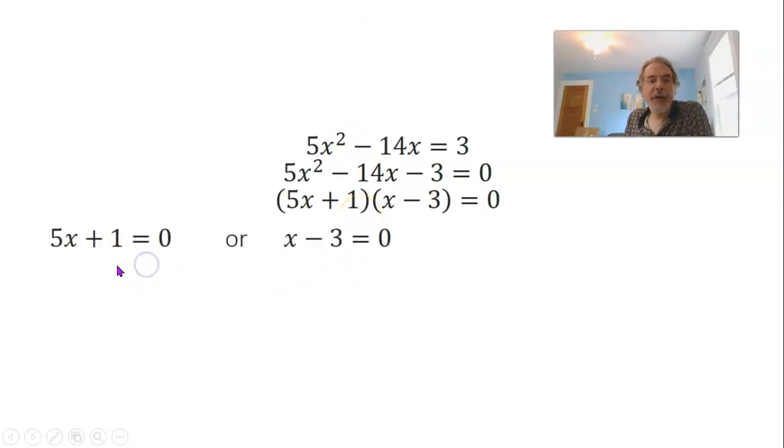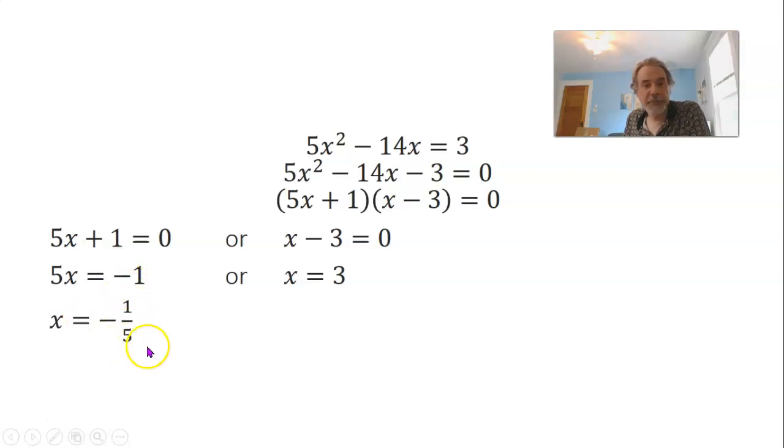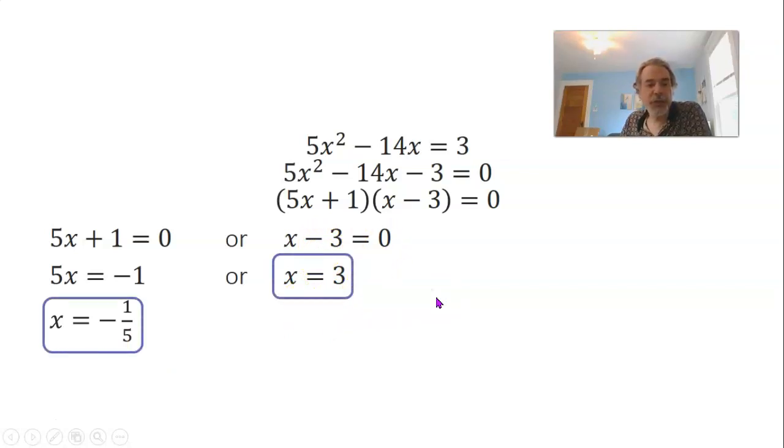And now 5x plus 1 equals 0, or x minus 3 equals 0. With 5x plus 1 equaling 0, first subtract 1 on both sides. Get rid of the plus 1 with a minus 1, so 5x equals minus 1. And then divide both sides by 5. Go from 5x to just x, undo the multiplication with division. So x equals negative 1 divided by 5, negative 1/5. Meanwhile, over here, add 3 to both sides, x equals 3. So the two solutions are negative 1/5 and 3.